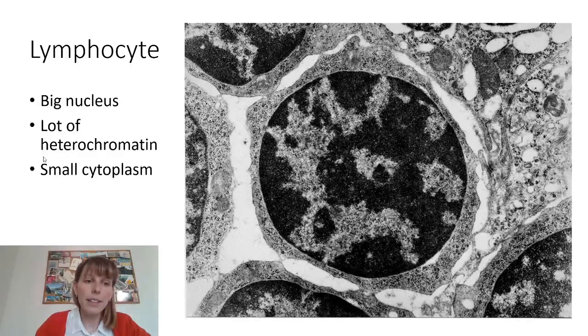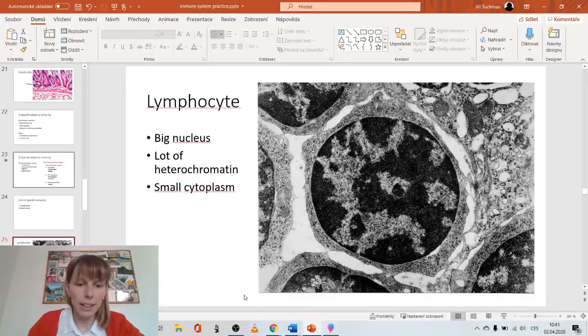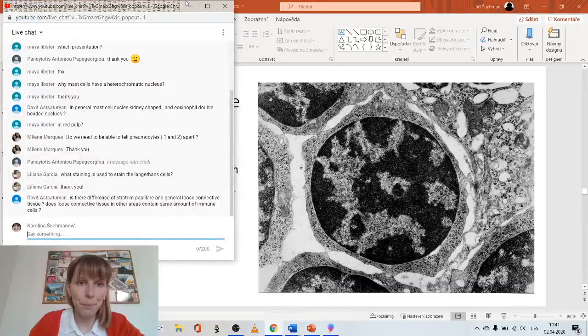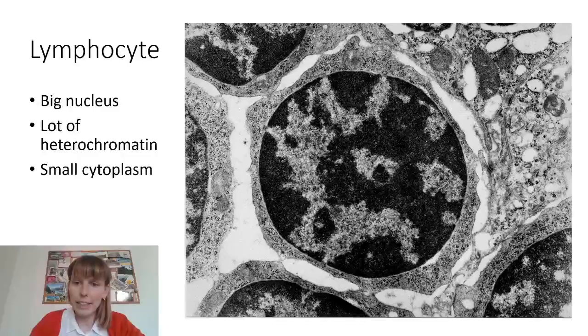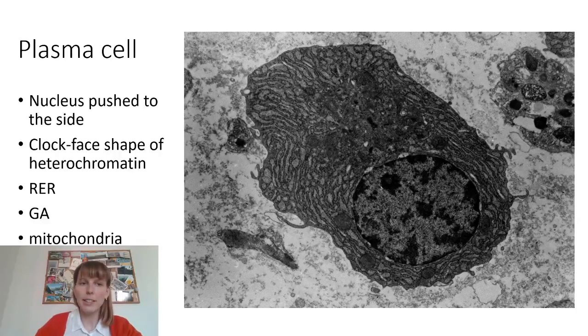And the cytoplasm just forms this thin ring around the nucleus, and that's where you will have all the other organelles. So you see ribosomes, you might see a mitochondria here, and that's pretty much it. There will be everything, but it's quite tightly packed here. So you should be able to recognize this is a lymphocyte.